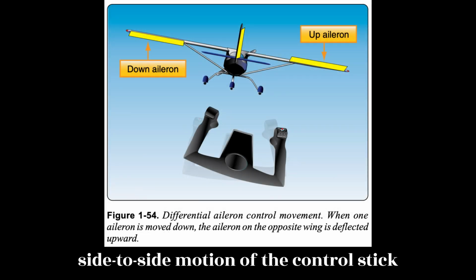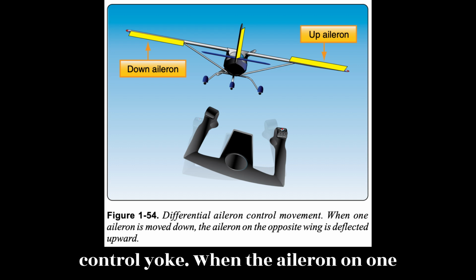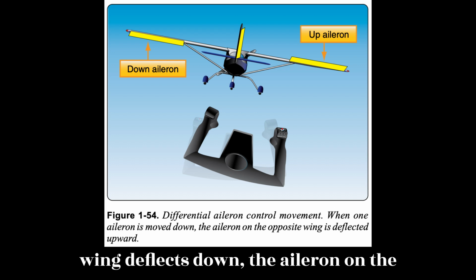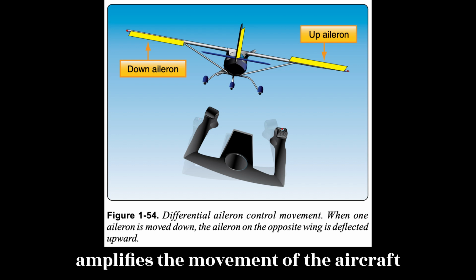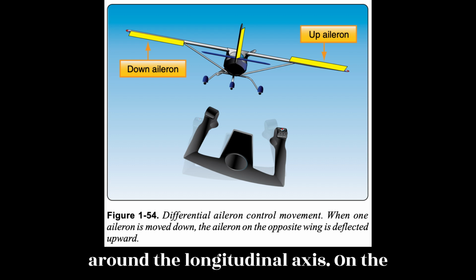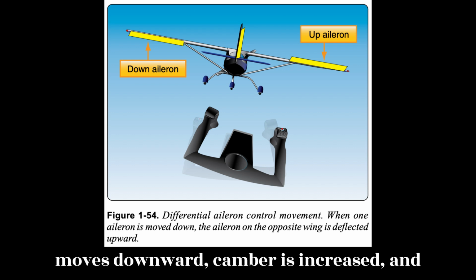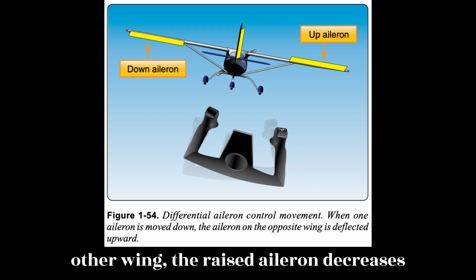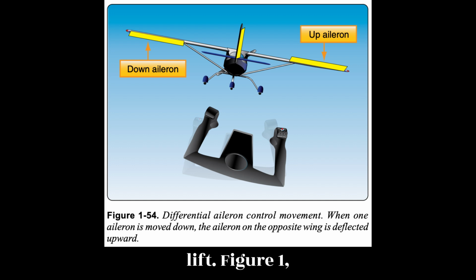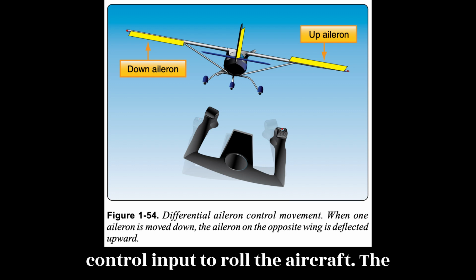Ailerons are controlled by a side-to-side motion of the control stick in the flight deck or a rotation of the control yoke. When the aileron on one wing deflects down, the aileron on the opposite wing deflects upward. This amplifies the movement of the aircraft around the longitudinal axis. On the wing on which the aileron trailing edge moves downward, camber is increased, and lift is increased. Conversely, on the other wing, the raised aileron decreases lift. Figure 1.54. The result is a sensitive response to the control input to roll the aircraft.